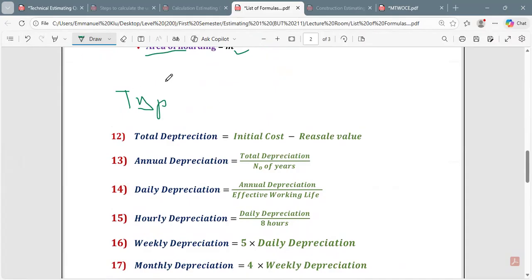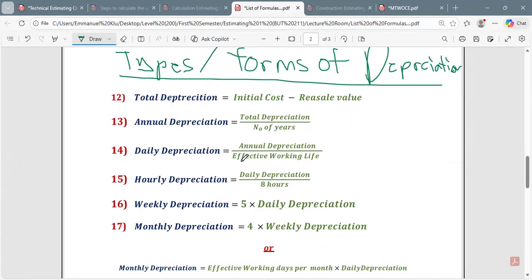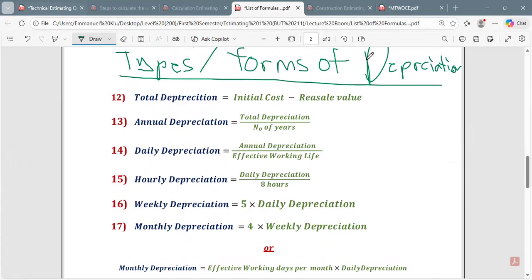Types or forms of depreciation. Okay, so this is it. You will be seeing how we'll be applying them now to solve our questions. So let's quickly proceed.